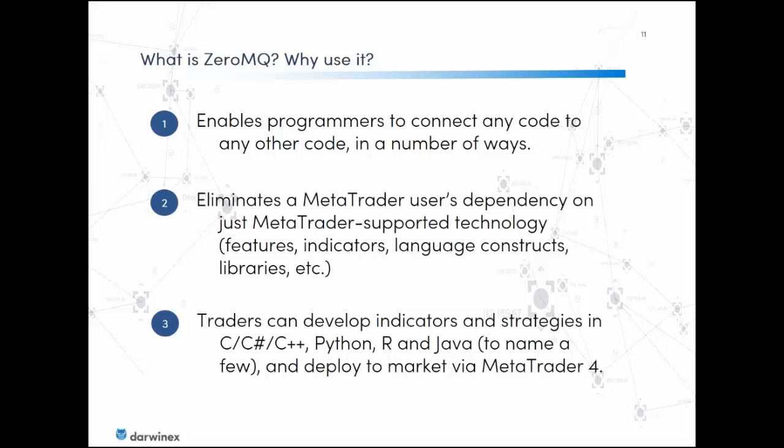External programming languages connecting to MetaTrader 4 from outside the MQL environment. Traders can therefore develop indicators and strategies in C, C#, C++, Python, R, Java, and any other ZeroMQ supported language, and deploy those strategies to market via MetaTrader 4, but not coding the strategy in MetaTrader 4. And this has several other advantages as well, because MetaTrader has its own supported features, indicators, language constructs, libraries, etc., that traders with external programming backgrounds are therefore freed from. You no longer have to rely on those features, indicators, and constructs in order to execute your strategies via MetaTrader 4.